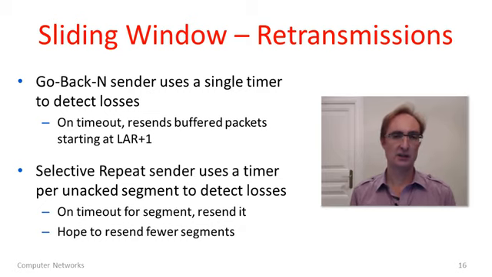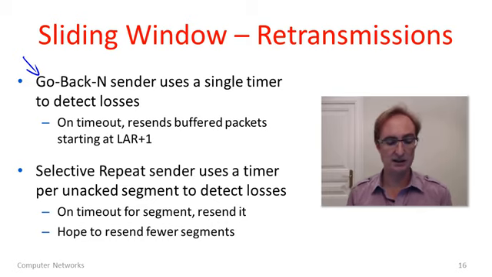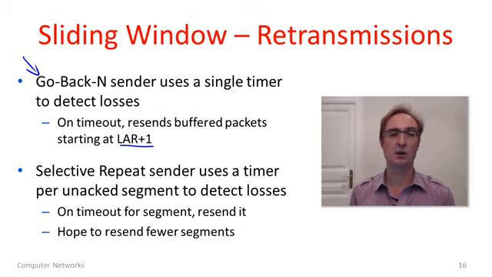Okay, so now we've seen the receiver a little bit. We've seen the sender in the normal case. We haven't seen the sender with retransmissions. What happens when there is loss? Well, this is what happens. In the case of the go back N sender, we can simply use a single timer to detect losses. If a segment is not acknowledged after some timeout, then we assume that it's lost. In that case, all segments after it will have been thrown away by the receiver. So we simply start resending the buffered packets from LAR +1, the next acknowledgement which we wanted to receive.